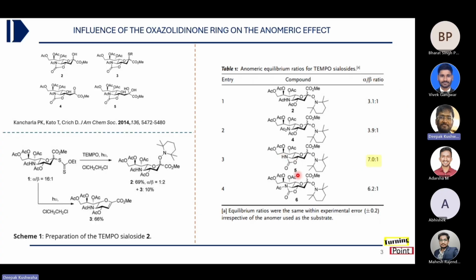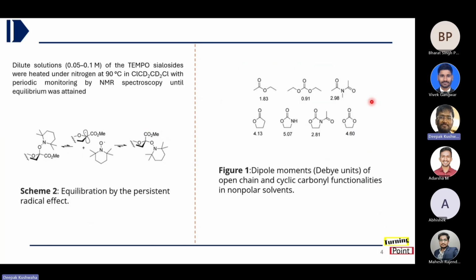So when this simple cyclic protecting group is there, they get the maximum alpha to beta ratio. But the moment the acetate group or this group is removed, the selectivity for the alpha reduces. So later they tried to explain it, and this is their proposal: what they are proposing is that it is happening because of the dipole moments of the corresponding protecting groups.